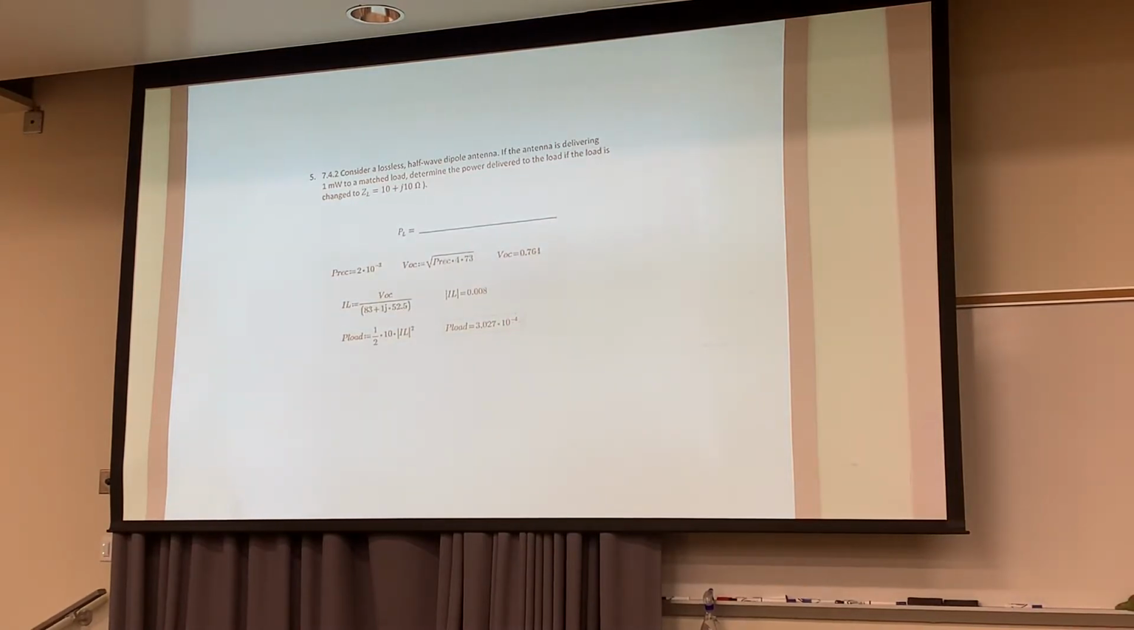Final one is 5. Consider a lossless half-wave dipole. This is the one we did in class, and I messed up. Remember this one? All right. The antenna is delivering 1 milliwatt to a matched load. So the load has the 1 milliwatt, which means the total received power would be 2 milliwatts. Remember that, right? Remember this in class? All right, because I didn't listen carefully. It was the load that received 1 milliwatt. So 2 milliwatts are therefore received by the antenna, because half of it's dissipated in the radiation resistance, right?